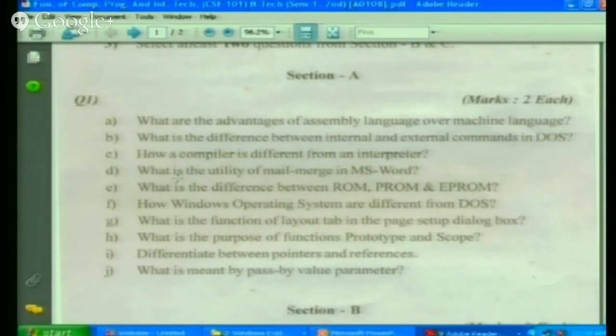Then, how are Windows operating systems different? Here, are there many Windows operating systems? How is the Windows operating system different from DOS? What should the question have been? The question should not start with "how." How is again an oral question, so the question needs to be modified. You could say: explain as to how the Windows operating system is different from DOS.